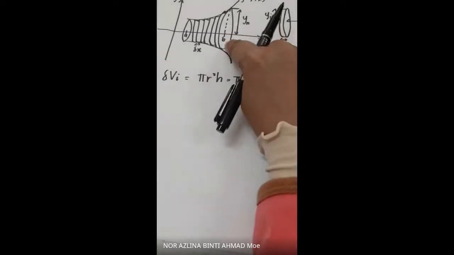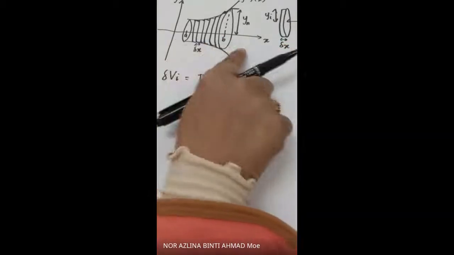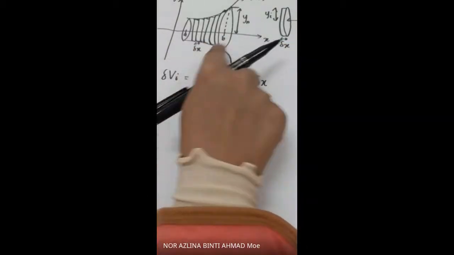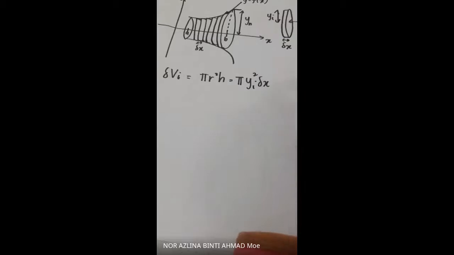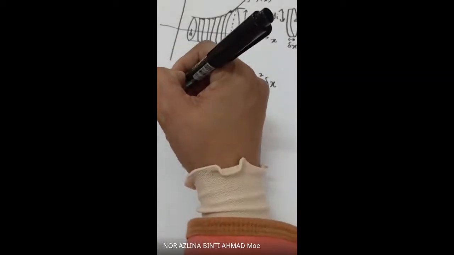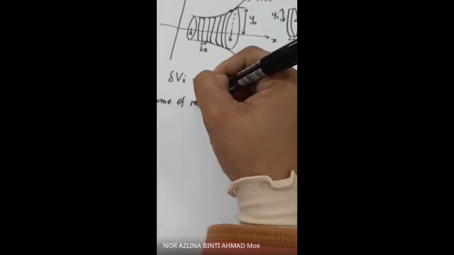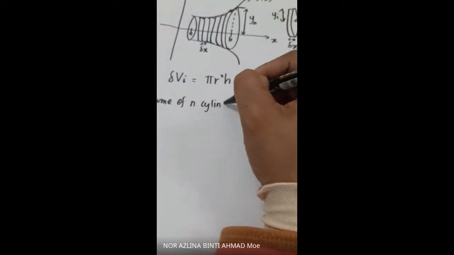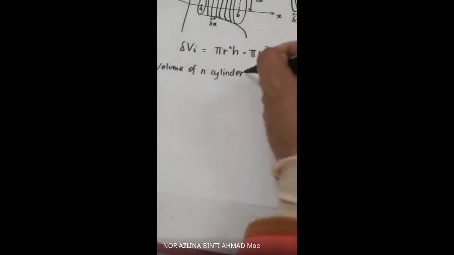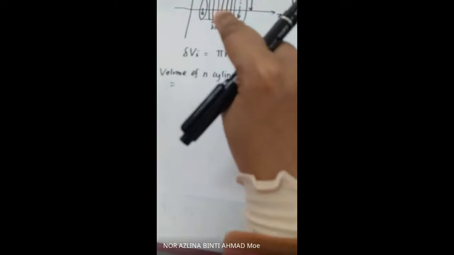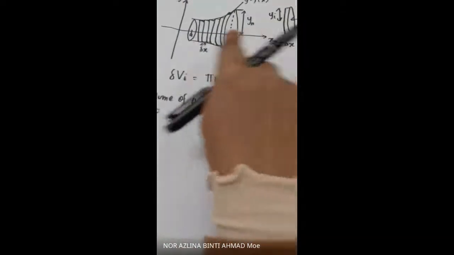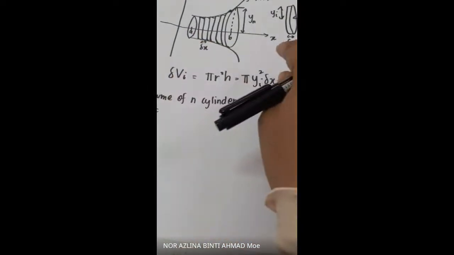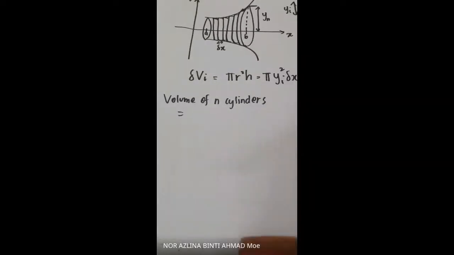Ini baru untuk satu silinder. Kita ada N silinder. Semua ni N, bilangan dia N. So, volume of N silinder. Dalam peperiksaan pernah tanya soalan yang berkaitan, tapi murid ramai tak boleh jawab sebab dia tak faham basic ini. Gambar rajah ini terhasil daripada gabungan banyak silinder. Dia tak faham yang itu.